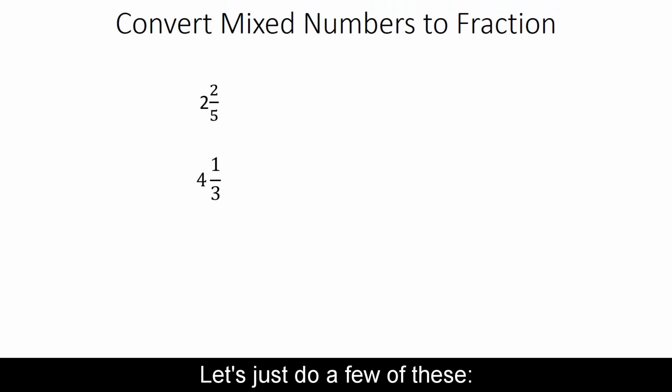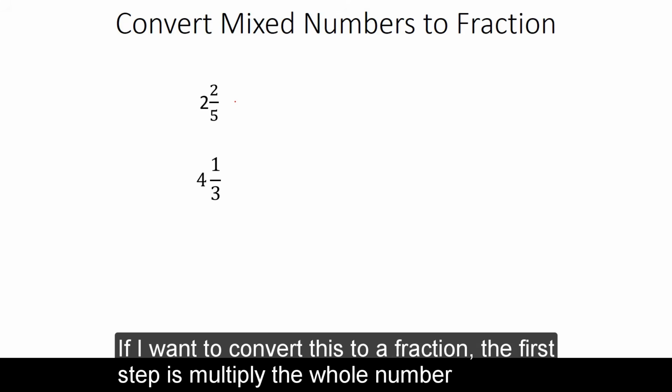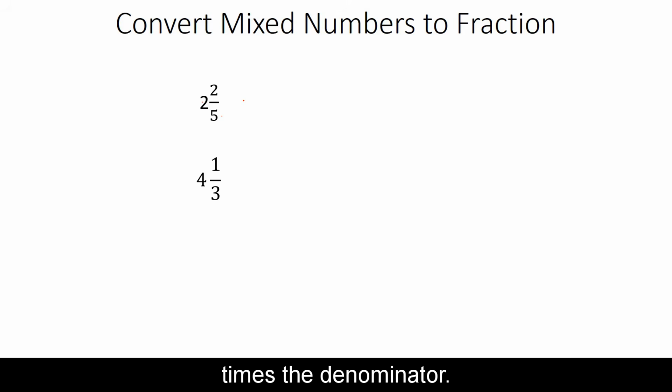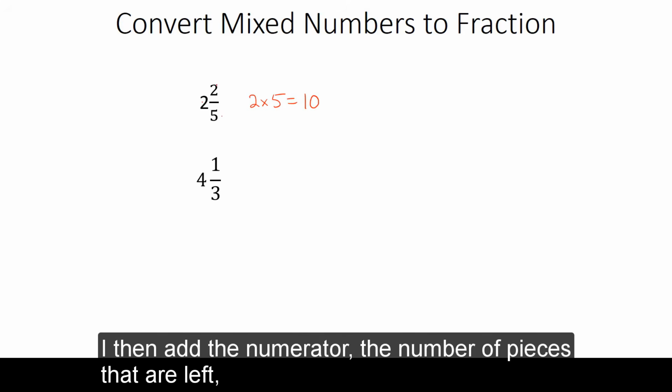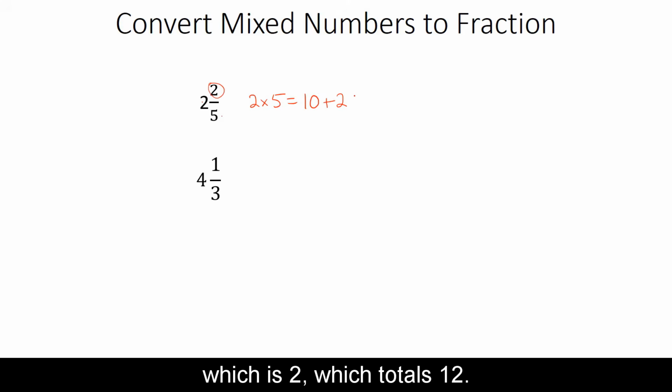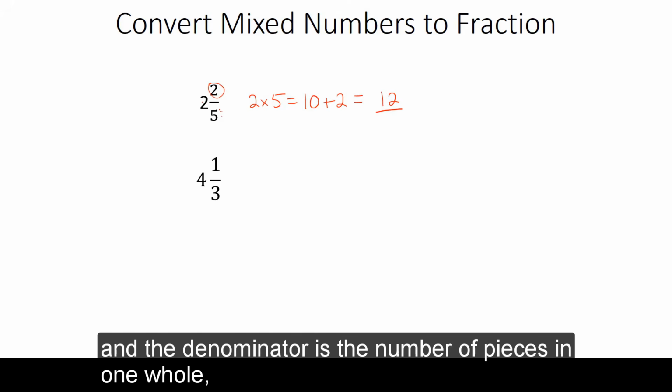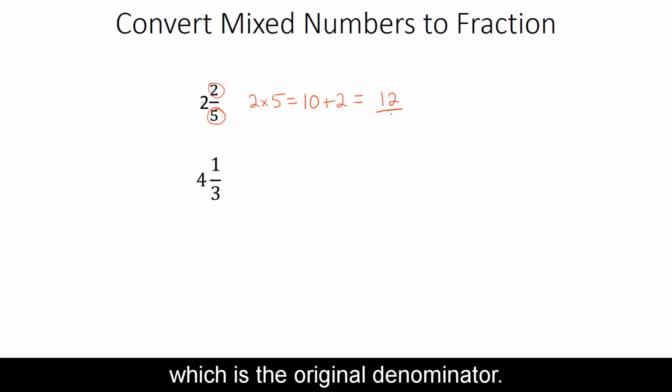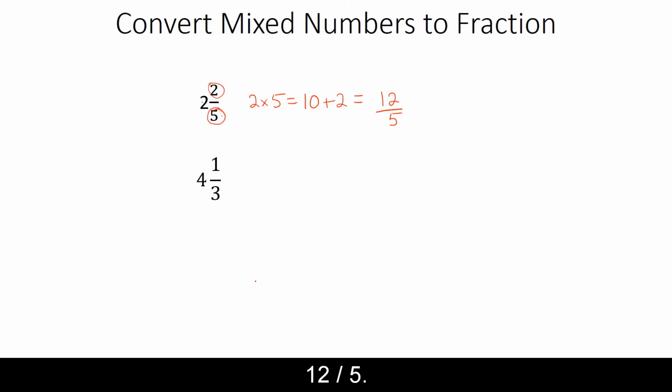Let's just do a few of these quickly to illustrate and reinforce the concept. If I want to convert this to a fraction, the first step is multiply the whole number times the denominator. So 2 times 5 would be equal to 10. I then add the numerator, the number of pieces that are left, which is 2, which totals 12, and the denominator is the number of pieces in one whole, which is the original denominator, 12 over 5.